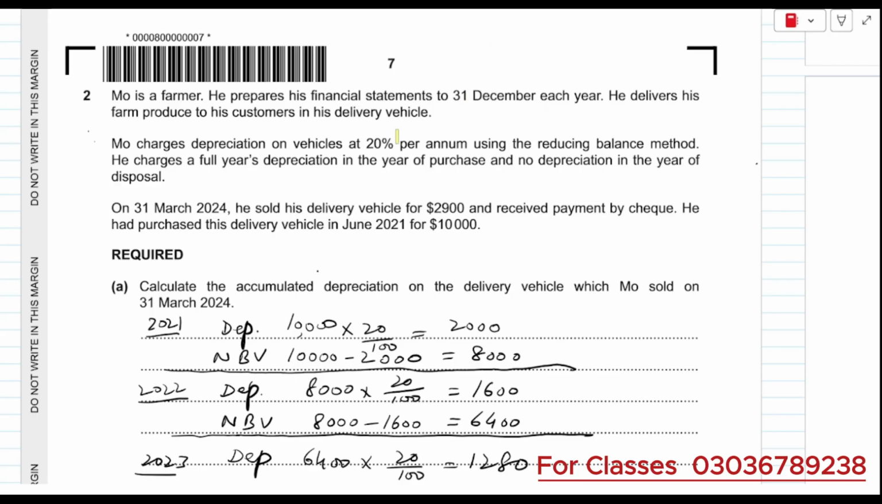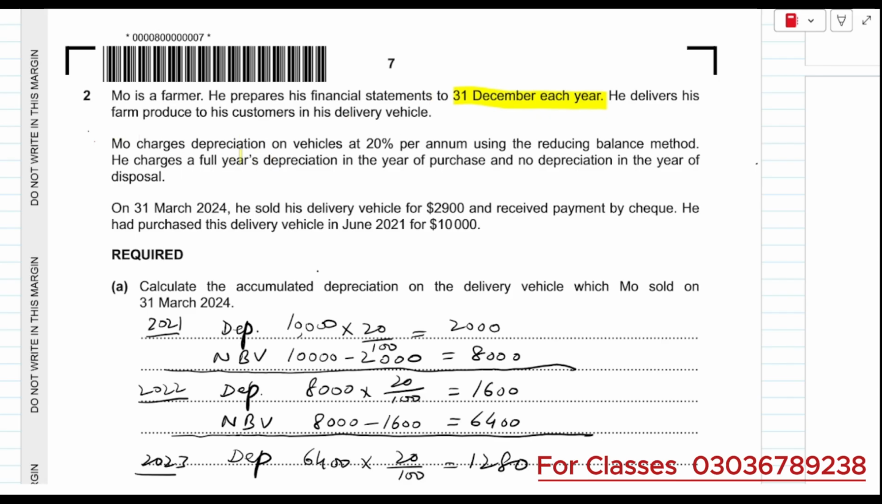Students, at the start of the question, in most accounting questions you are given a date when the financial year of this business ends. This date is very important for solving the questions. So please underline or highlight the date when you are reading the question, because it will help you in doing the many calculations. He delivers his farm produce to his customers in his delivery vehicle.